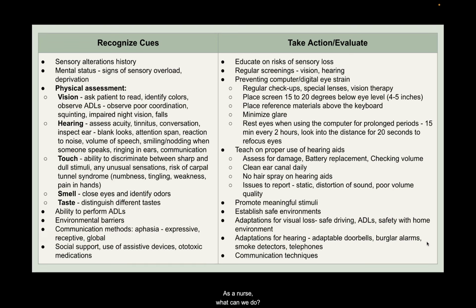Okay, so as a nurse, what can we do? What are the cues that we can recognize to help these patients? Get their history, sensory alteration history. If you haven't been able to see properly, when did it start? When did your hearing issue start? When did you start feeling this way? Find out about any mental status changes, like signs of sensory overload or deprivation. If they've been on isolation for a long time in the past few weeks, or there's an overload, you need to find all of that information out.